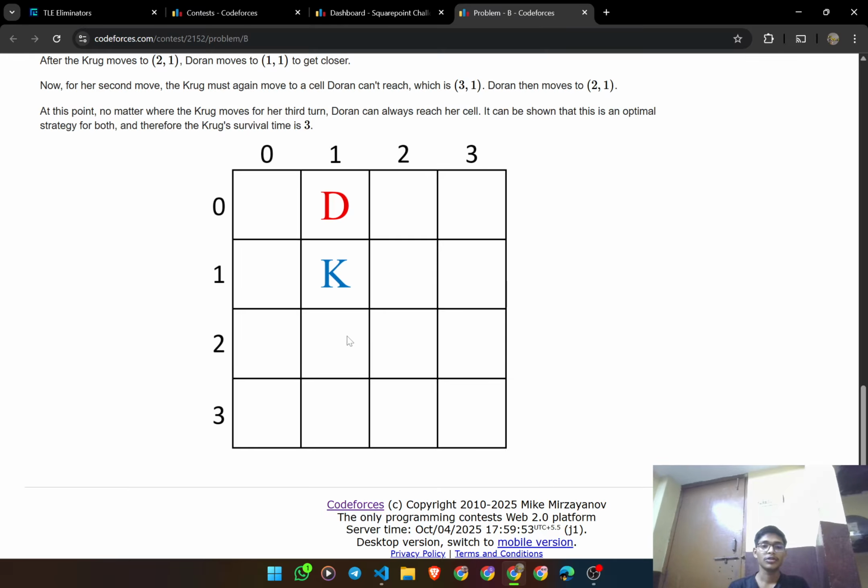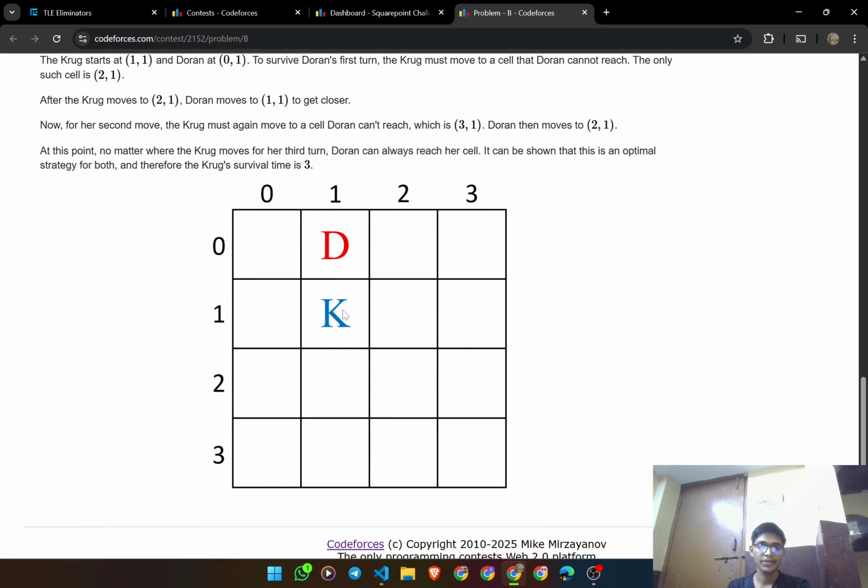So now the maximum the thief can hide, meaning the police cannot be able to catch the thief. The maximum number of days will be 1, 2 and 3. So the police on the first day come to here, but the thief comes to this position. On the second day the police come to this position and the thief will come to this position.